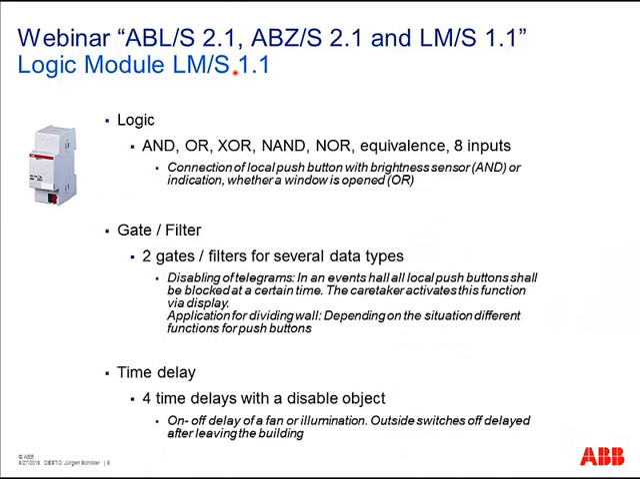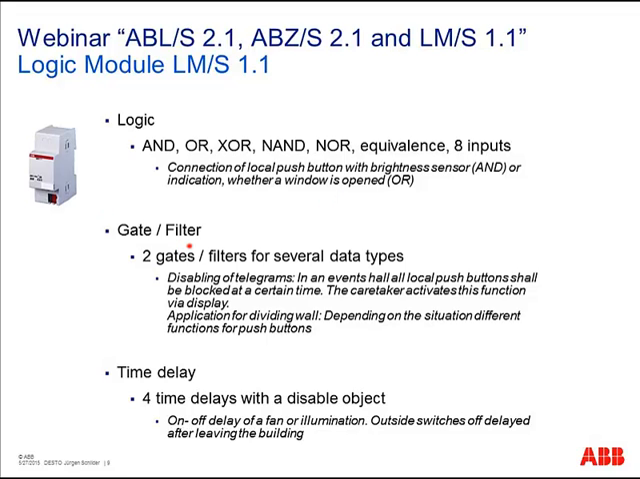Yeah, let's go into some small details of these 12 functions. Logic, I mentioned already: and, or, exclusive or, not and, not or, equivalent, and up to 8 inputs are possible. And here I've written a few examples of what could be done. Classical logic connection, for example, of local push button with brightness sensor, and function, or indication whether windows are open. There you need a classical OR function, for example, to show whether any of the numerous windows are open.